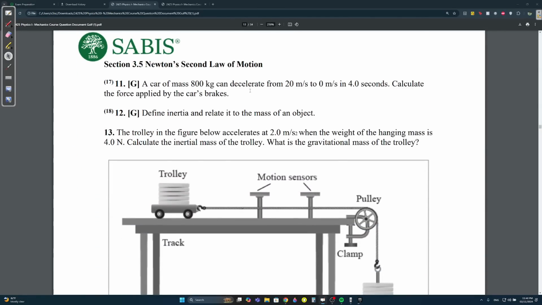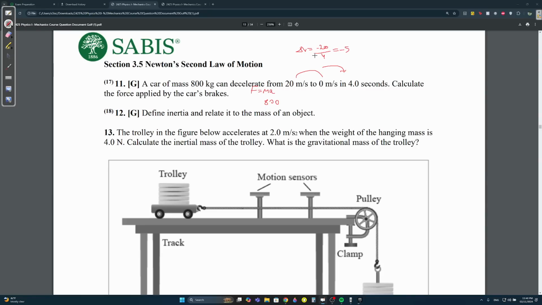A car of mass 800 can decelerate from 20 to 0 in 4 seconds. Calculate the force. Force is equal to mass times acceleration. Mass is 800. Acceleration, how much? 20 to 0 in 4 seconds. So delta V is 0 minus 20 over 4, which is minus 5.